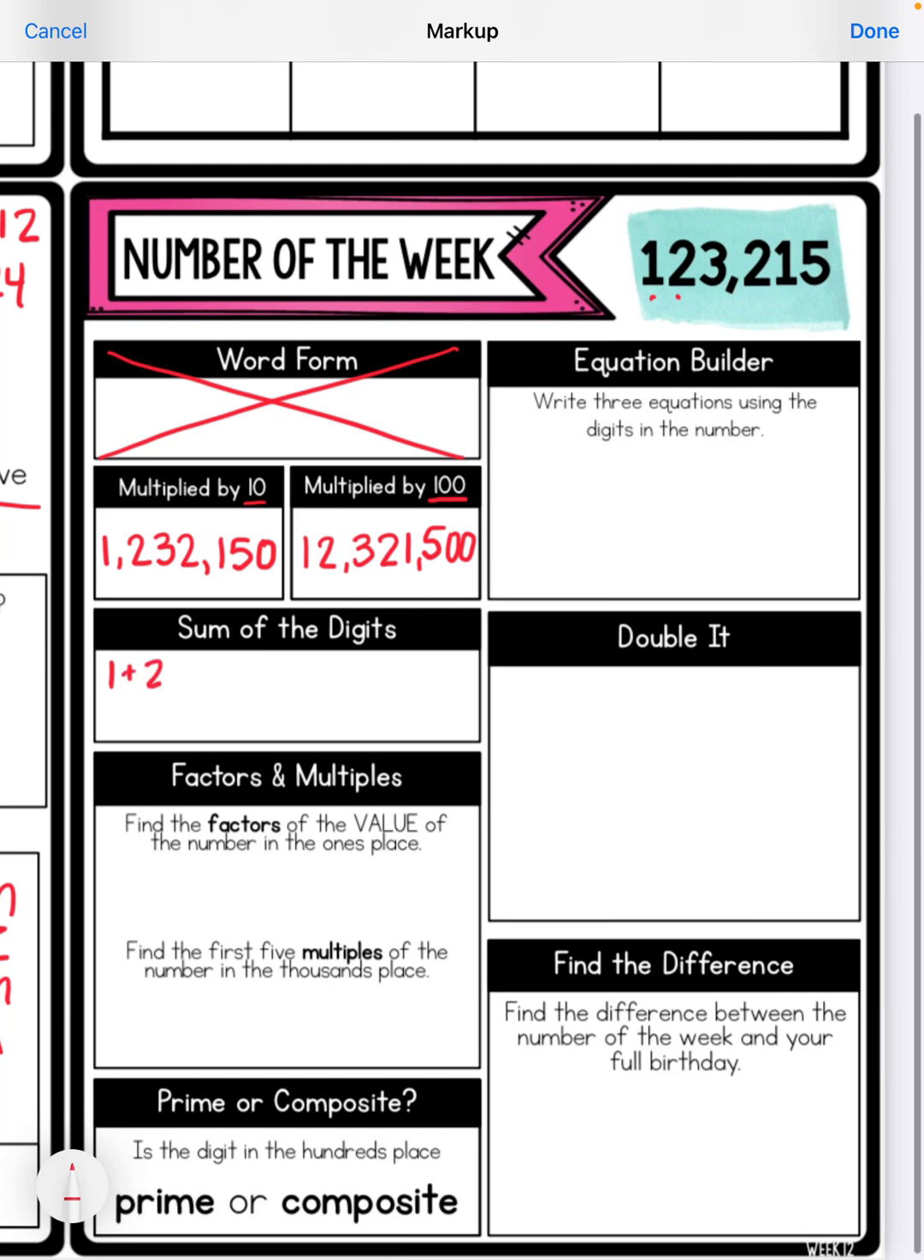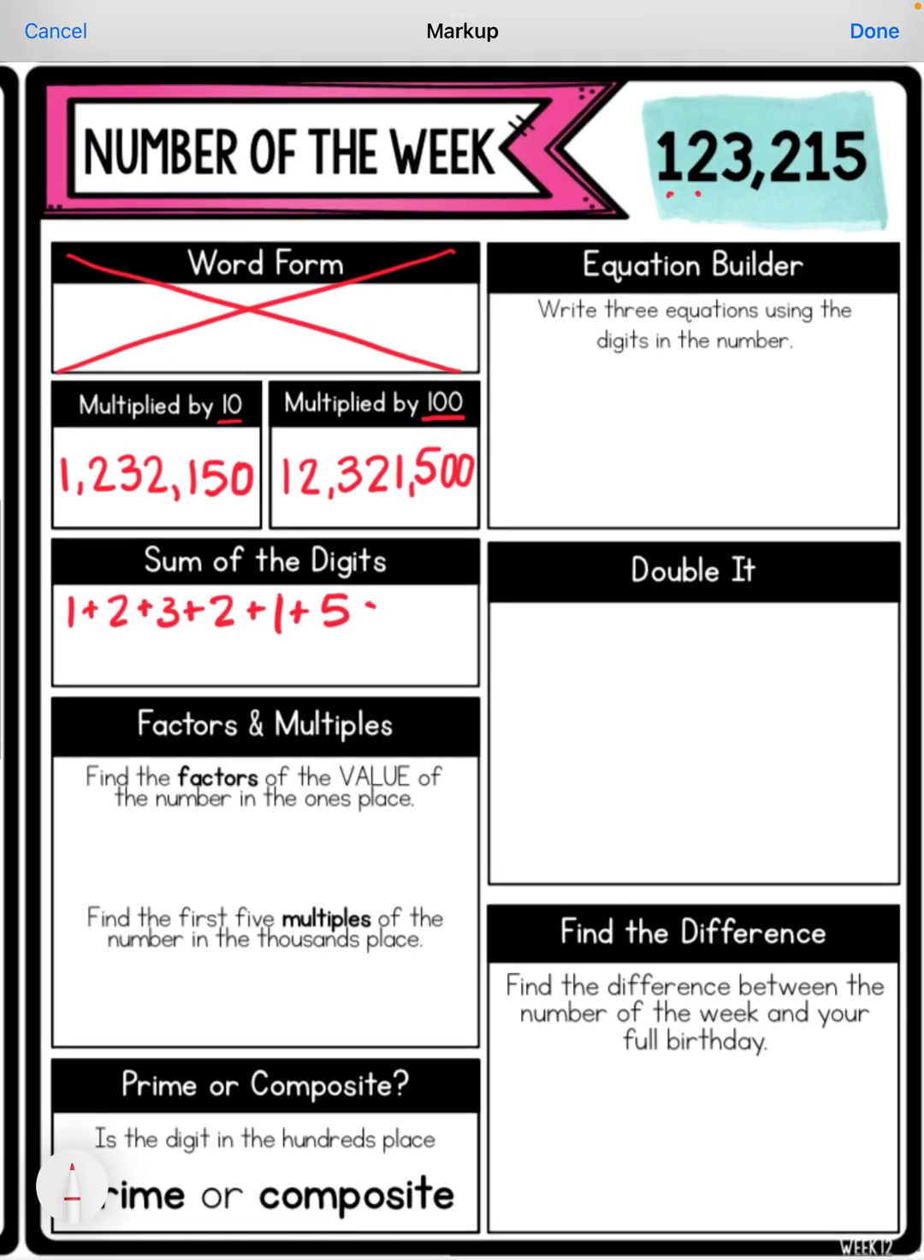Sum of the digits, you're going to add up all the numbers that make up this number. So 1 plus 2 plus 3 plus 2 plus 1 plus 5. Okay, and then you'll solve for that. Find the factors of the value of the number in the ones place. So in the ones place is a 5. So we're going to think of all the math facts that make up 5. So 1 times 5. There's no other math facts that make up 5, so our factors for 5 are 1 and 5.